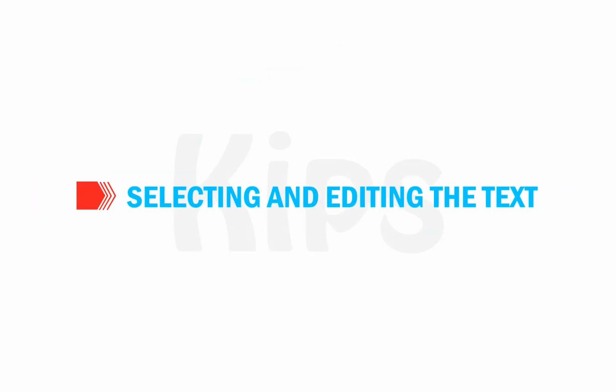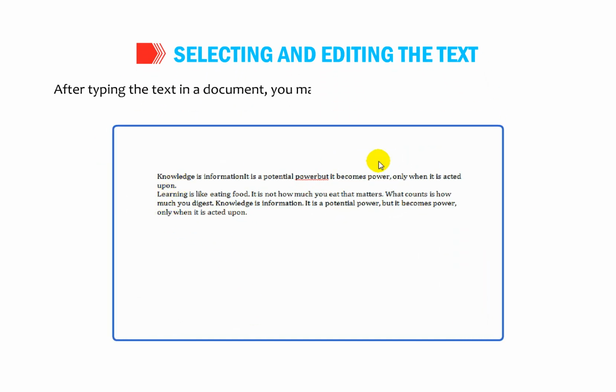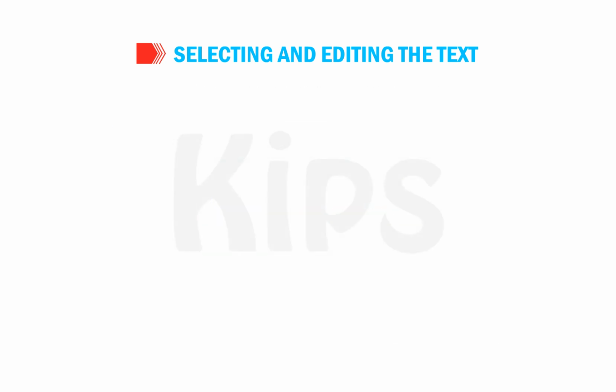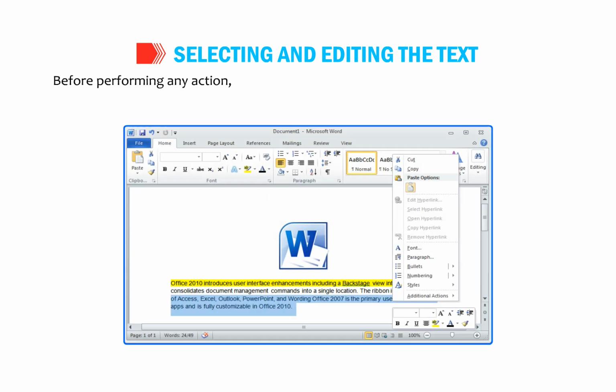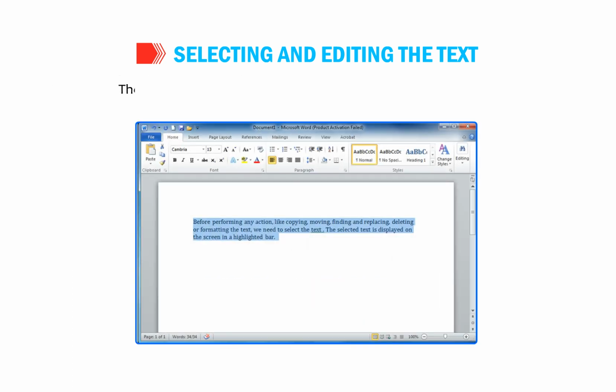Okay students, let us learn about selecting and editing the text. After typing the text in a document, you may want to make some changes in the text. Making changes in a document is called editing. Before performing any action like copying, moving, finding and replacing, deleting or formatting the text, we need to select the text. The selected text is displayed on the screen in a highlighted bar.